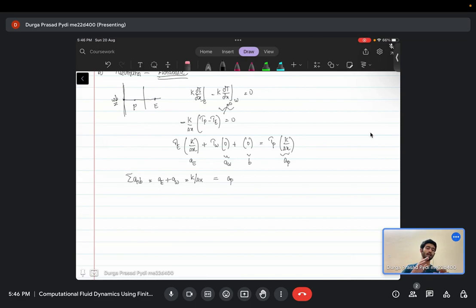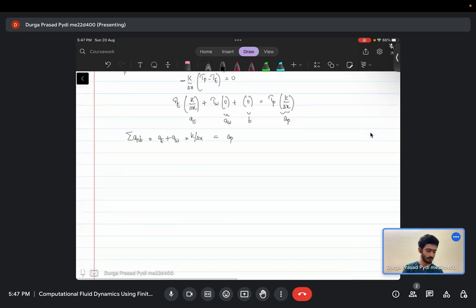Now if you have all the boundary conditions as Neumann conditions, or essentially all the boundaries are either adiabatic or constant heat flux, then in that scenario only equality will be satisfied, and your inequality will not be satisfied, and as such your convergence is not guaranteed.